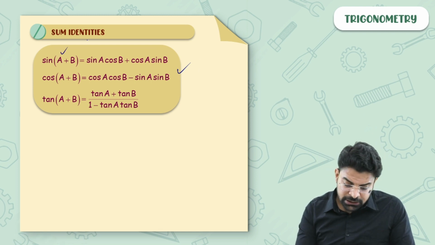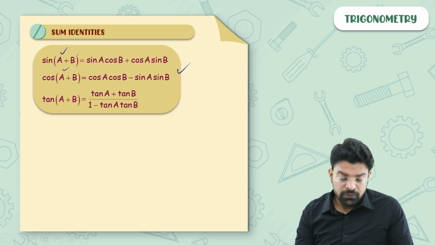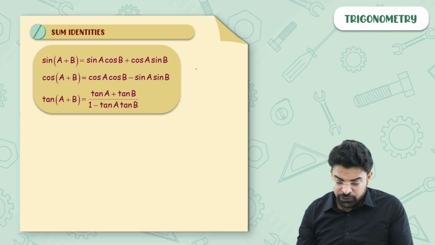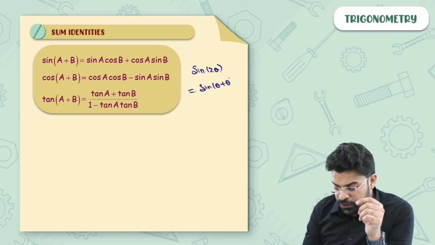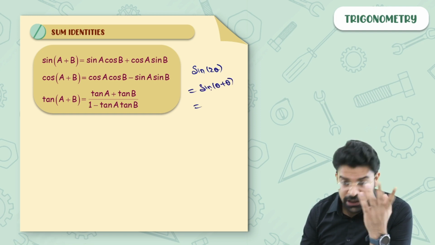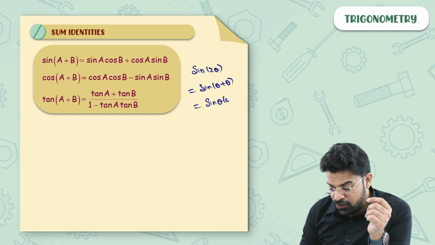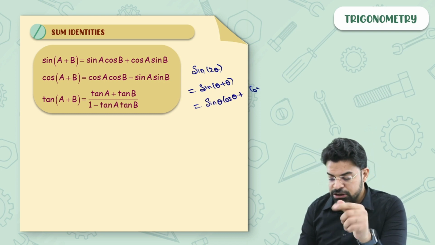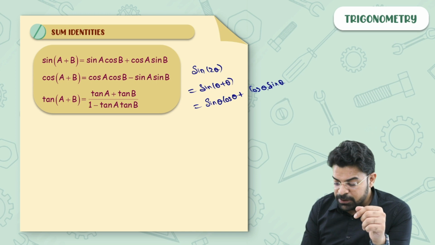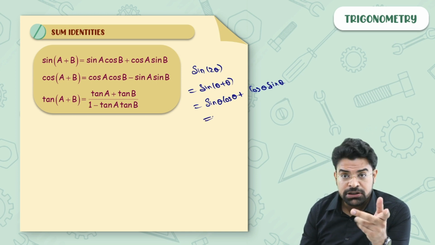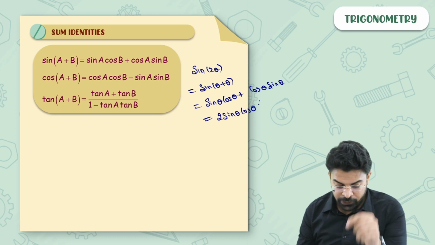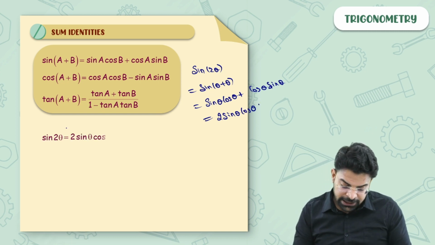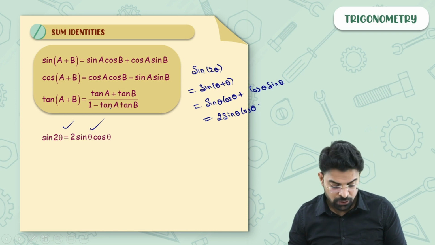Now using these three, you can find out what is the sine of double angle. If you need to find what is sine of 2 theta, you can think of sine of 2 theta as sine of theta plus theta. And sine of theta plus theta can be written as sine theta cos theta plus cos theta sin theta, which is nothing but 2 sine theta cos theta. So hence we can say sine 2 theta is nothing but 2 sine theta cos theta.